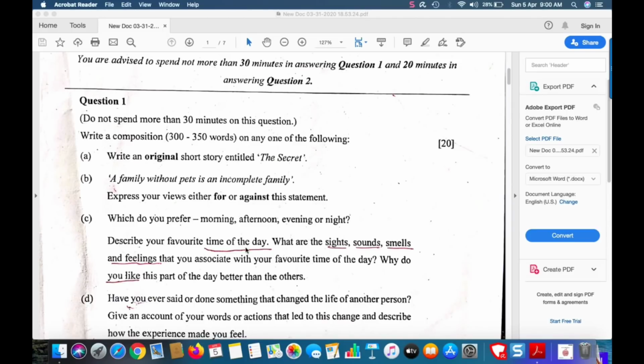In the next session, we will be discussing how to write a letter, both formal and informal, and where and how you lose marks in these types of letters. Thank you.